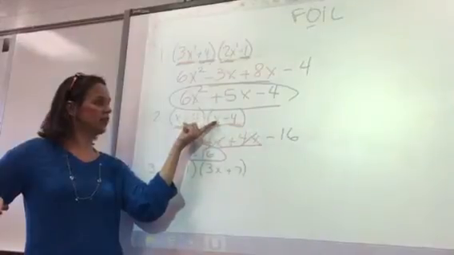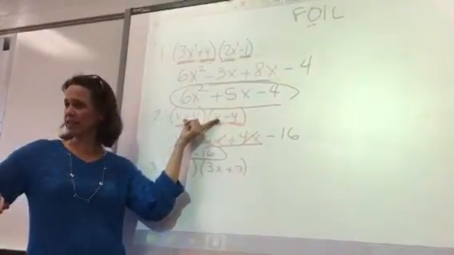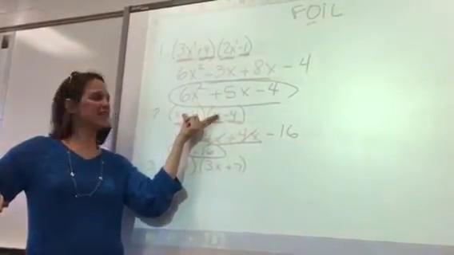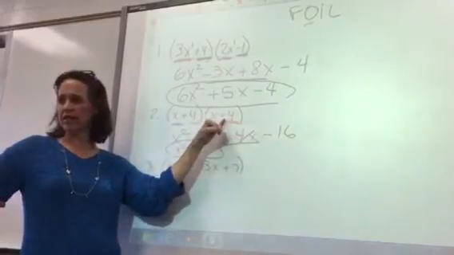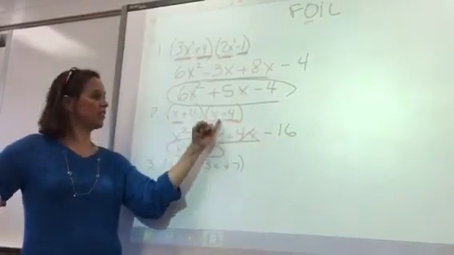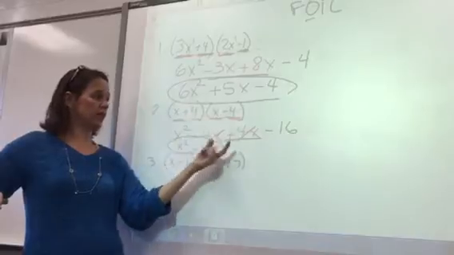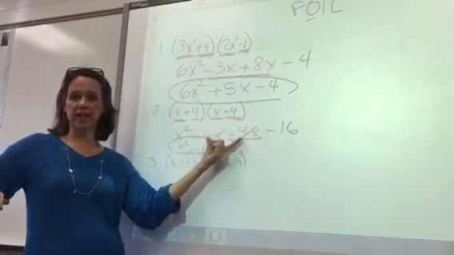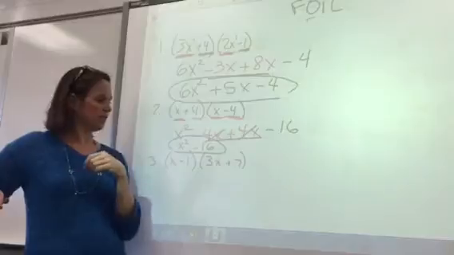Do you know what? These two right here are called conjugates. Conjugates are exactly the same thing, but one's a plus and one's a minus. And if they're conjugates, the joy is that the middle term will always cancel out if these are conjugates.